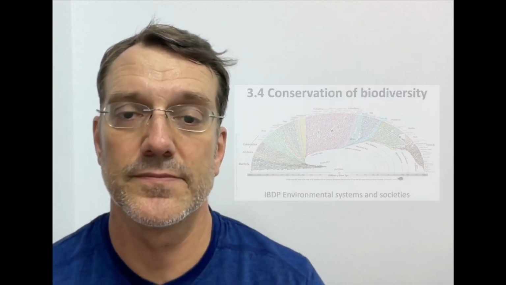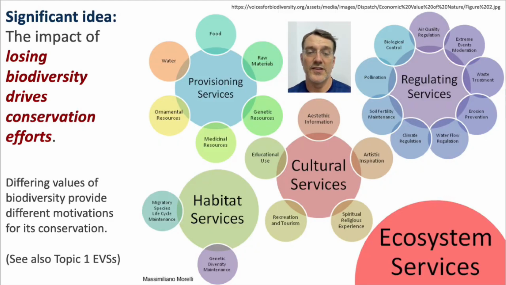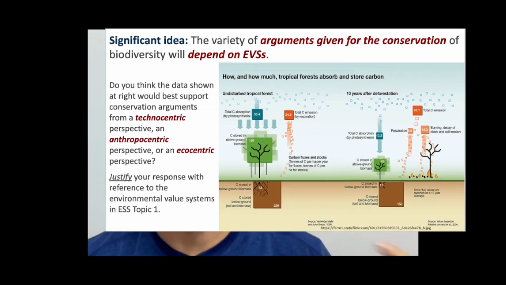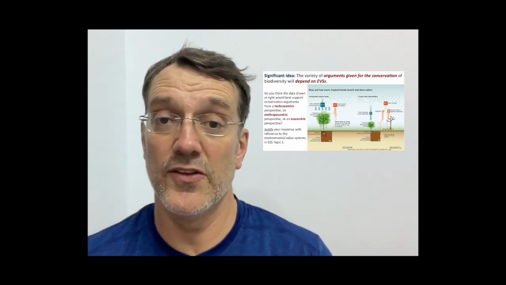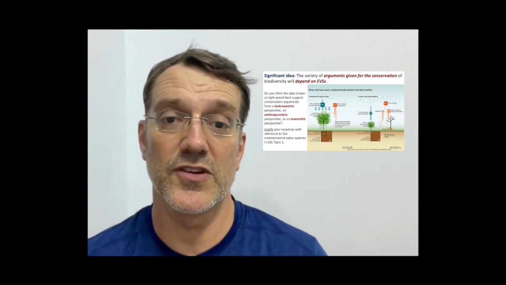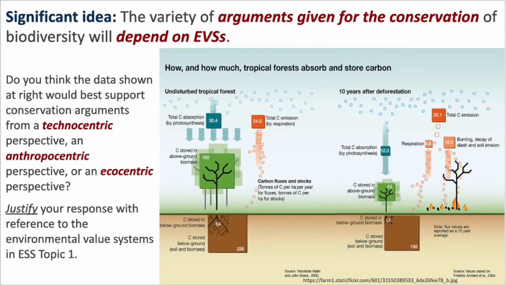Let's get into it. The first significant idea here is that the loss of biodiversity is what's driving efforts to conserve it, and those efforts to conserve biodiversity are greatly influenced by one's environmental value system. The variety of arguments given for the conservation of biodiversity, of course, depends on those environmental value systems that we've discussed back in topic 1.